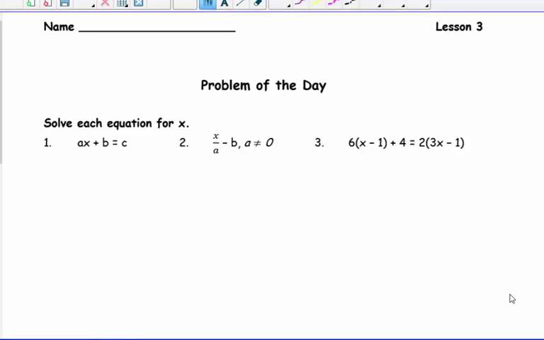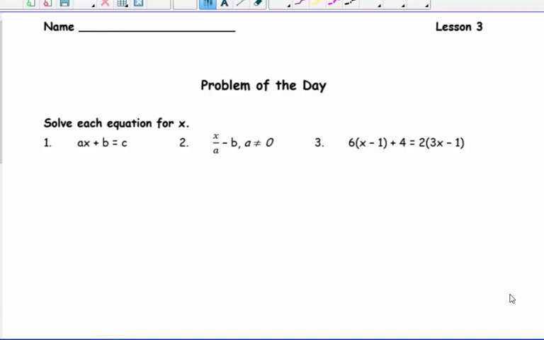Today's video is in your Unit 1A packet on pages 10, 11, and 12. We are now going to be talking about identifying the number of solutions to a linear equation.